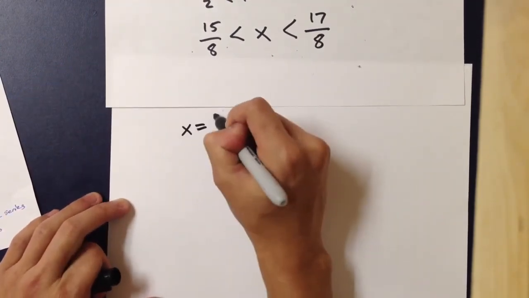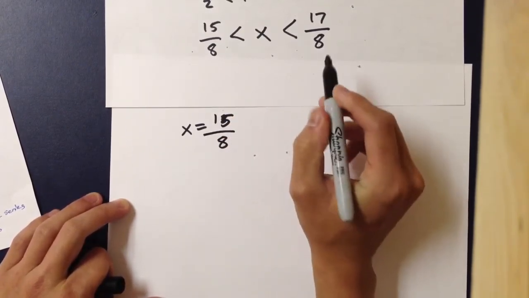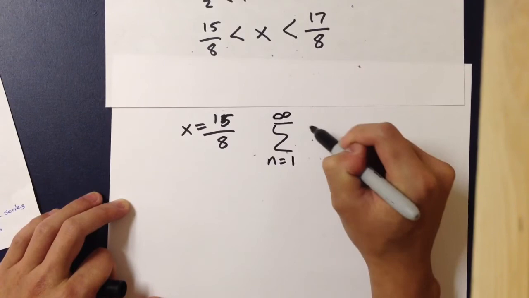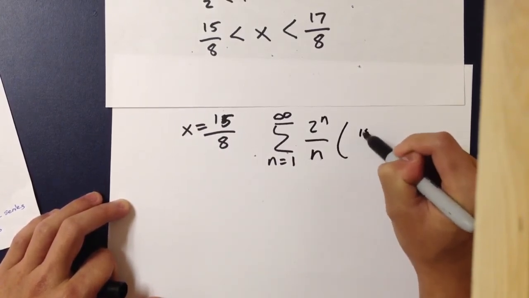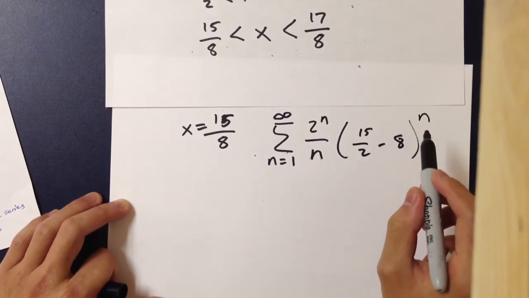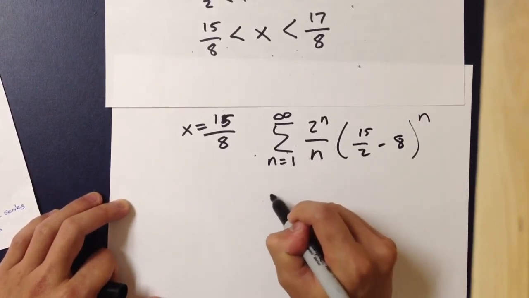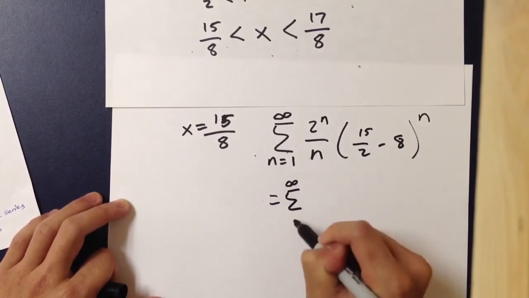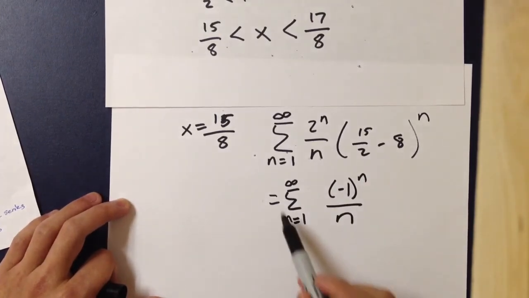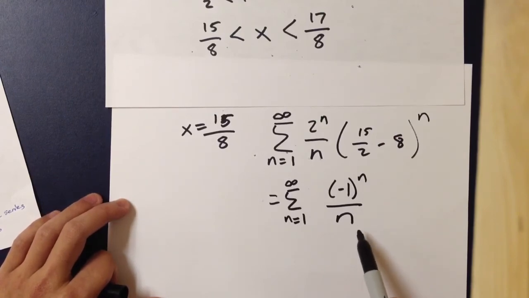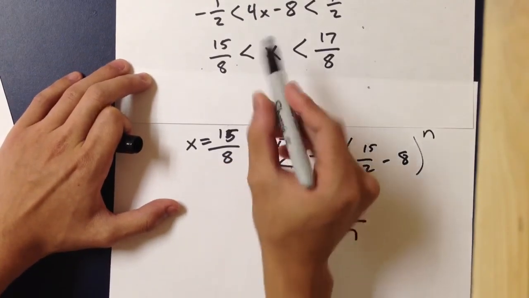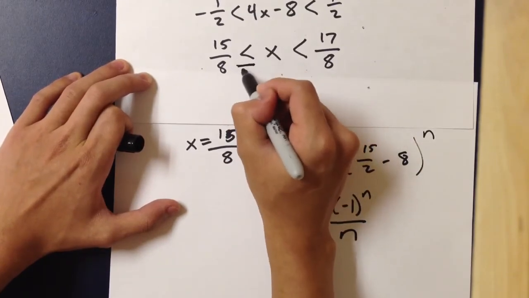If x was equal to 15 over 8, then it would become the summation from n equals 1 to infinity of 2 to the n over n times (15 over 2 minus 8) to the n. This is negative 1/2 to the n. And simplifying this, you would have the summation from n equals 1 to infinity of negative 1 to the n over n. And if you recognize, this is an alternating harmonic series, so it converges. And therefore, we've tested that if x was equal to 15 over 8, we know it converges. So x can be greater than or equal to 15 over 8.